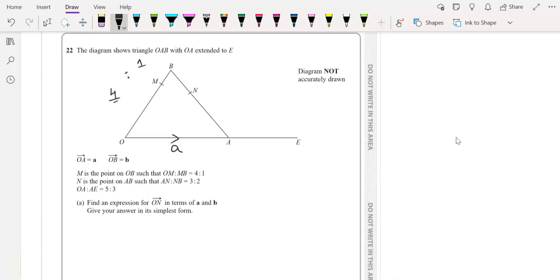So it is 4/5 and this is 1/5. So the full vector is B. So this is 4/5 of B from O to M, and from M to B it is 1/5 of B.